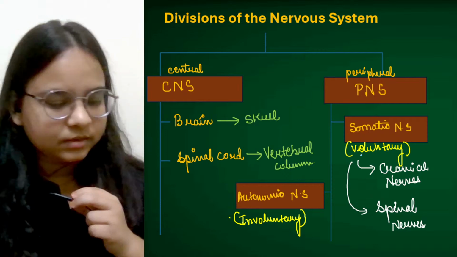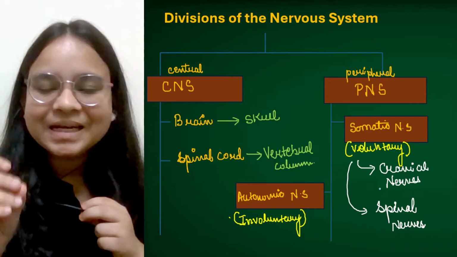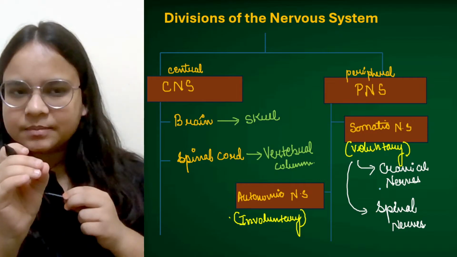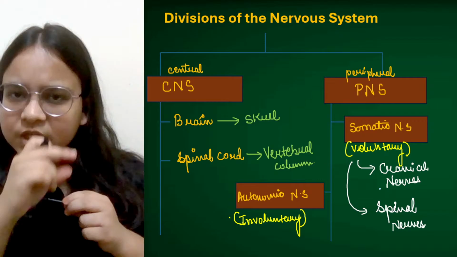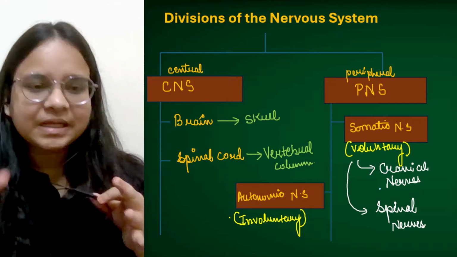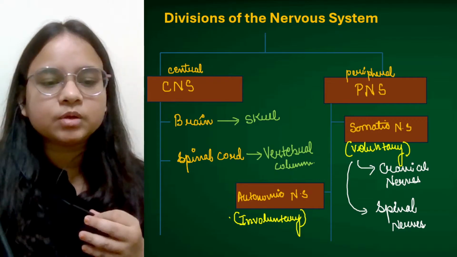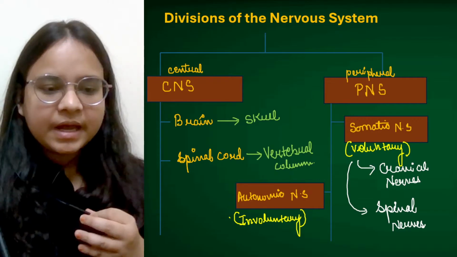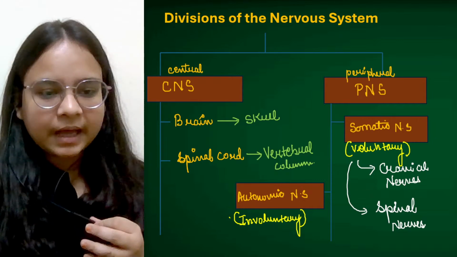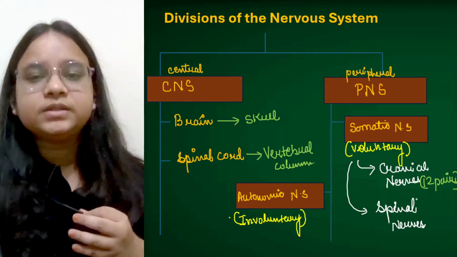Now, what we said is that the somatic nervous system includes the cranial nerves and the spinal nerves. The term cranial is associated with the brain, so all these cranial nerves are actually arising from the brain. The set of nerves that emerge or originate from the brain we call cranial nerves, and these are actually 12 pairs. 12 pairs means in total it is 24.